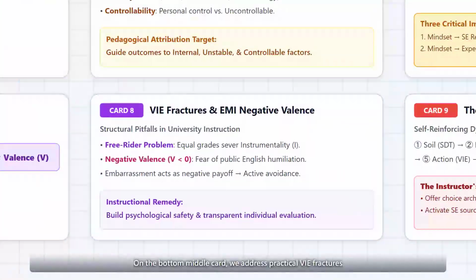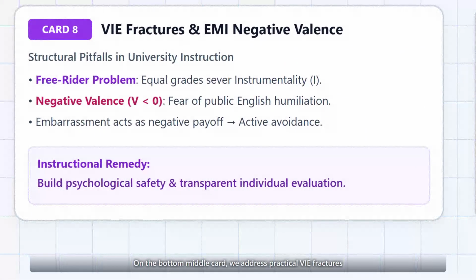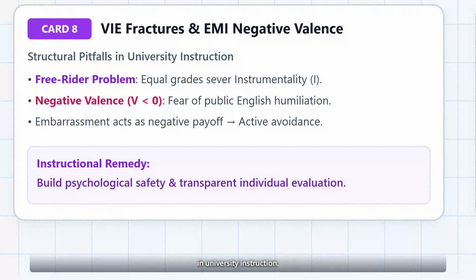On the bottom middle card, we address practical VIE fractures in university instruction. Instrumentality frequently breaks due to group project freerider issues, where disengaged members receive identical grades, severing the link between individual performance and reward. Opaque evaluation criteria similarly destroy instrumentality.